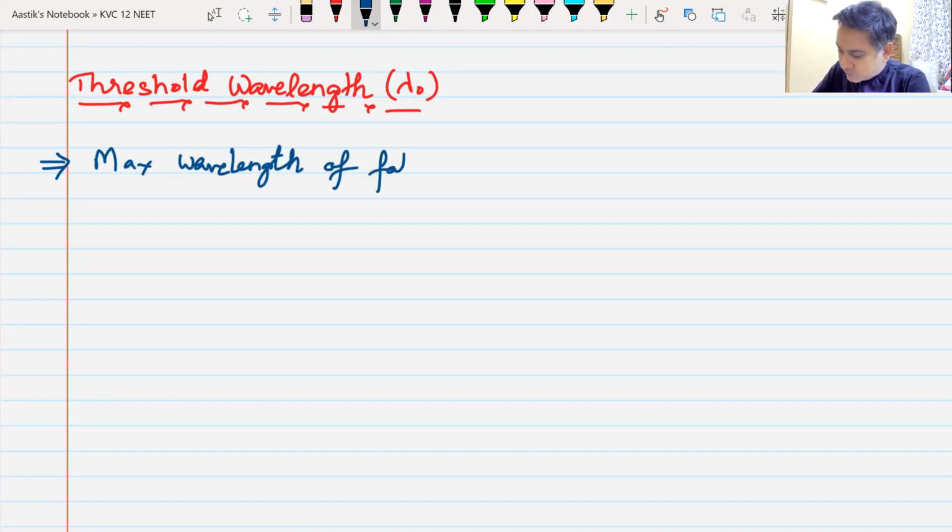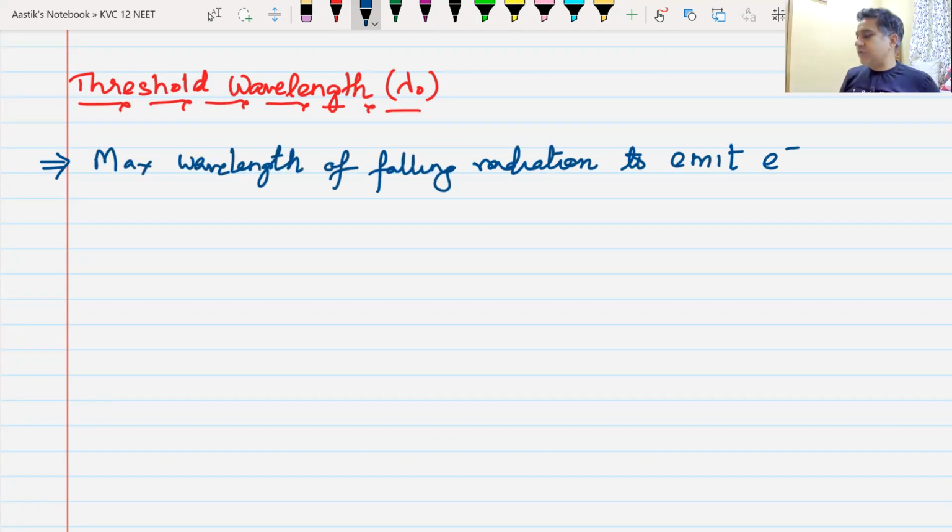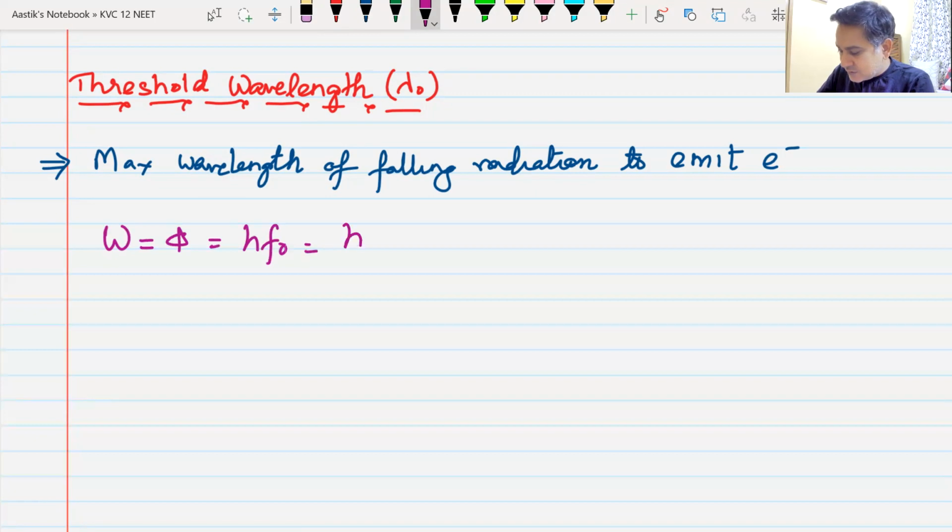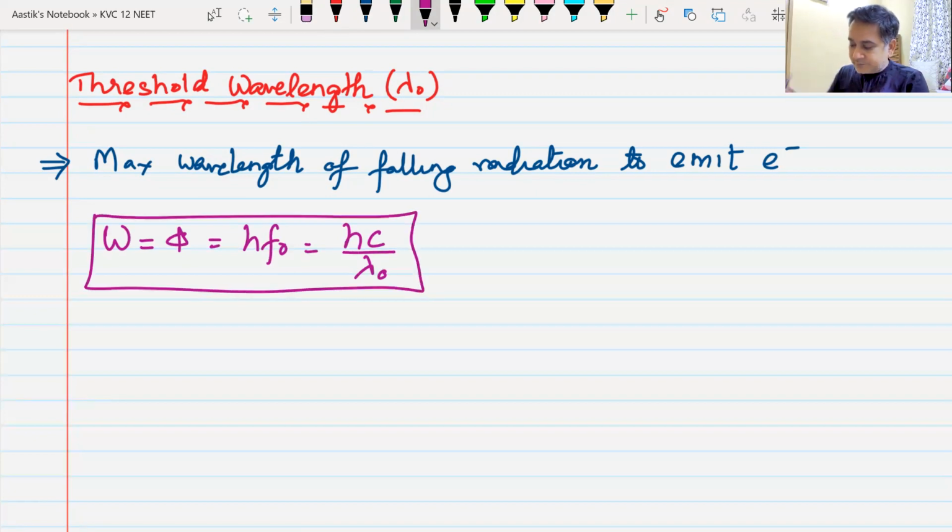...of falling radiations to emit electrons from a metal surface. You understand this? Then we have this wonderful relation between W, which is phi, which is h times f naught. I can now write it as h times c by lambda naught. Yes or no? Yes, sir.